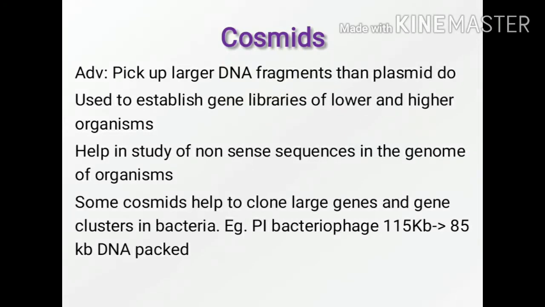Advantages of cosmids: while in a plasmid only 5 to 15 kilobase pair foreign DNA can be inserted, in cosmids 40 to 45 kilobase pair DNA can be inserted. Cosmids are used to establish gene libraries of lower and higher organisms. It is helpful in the study of nonsense sequences in the genome of organisms. Some cosmids help to clone large genes and gene clusters in bacteria. For example, in P1 bacteriophage, nearly 85 kilobase pair foreign DNA can be packed and it has a maximum capacity of 115 kilobase pair.